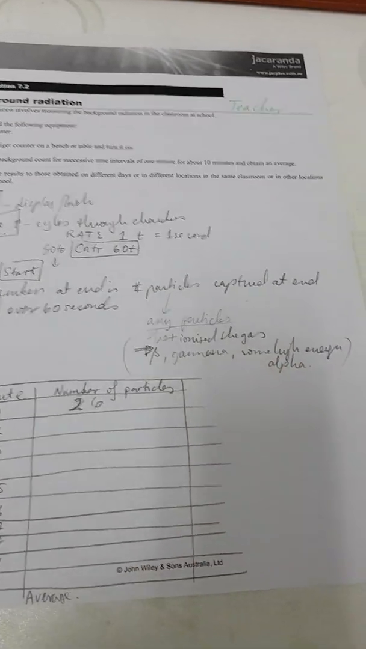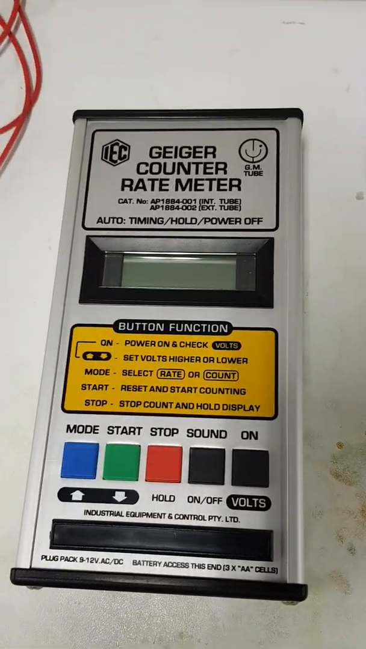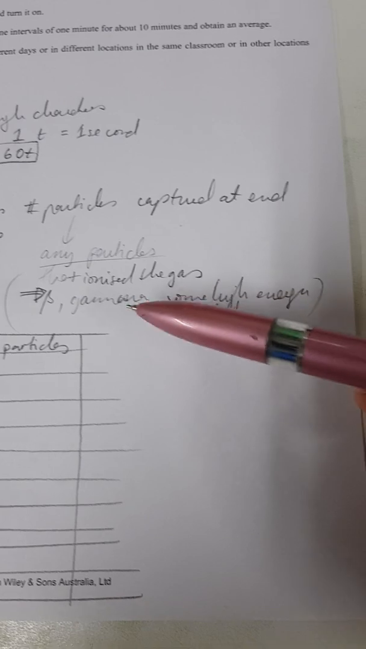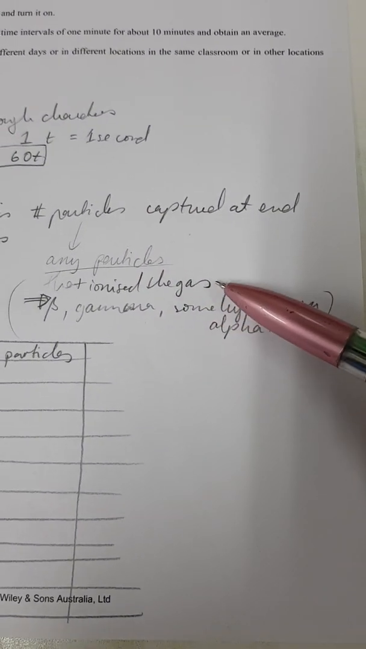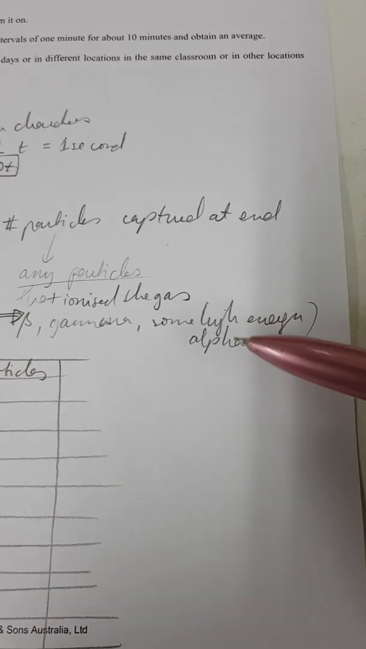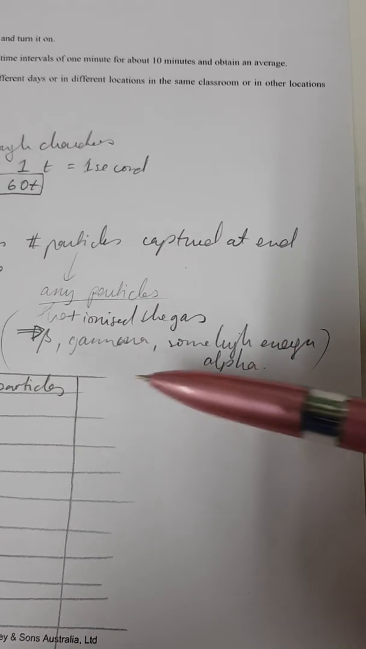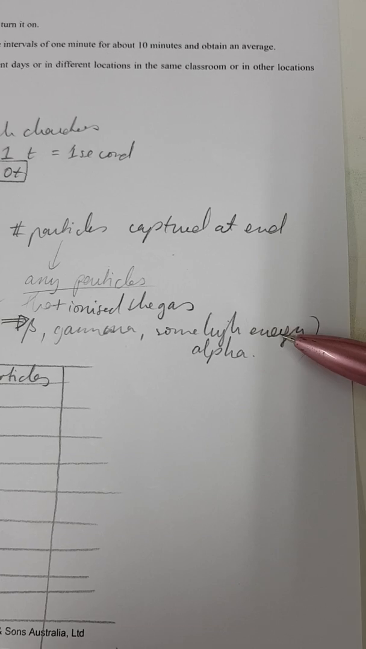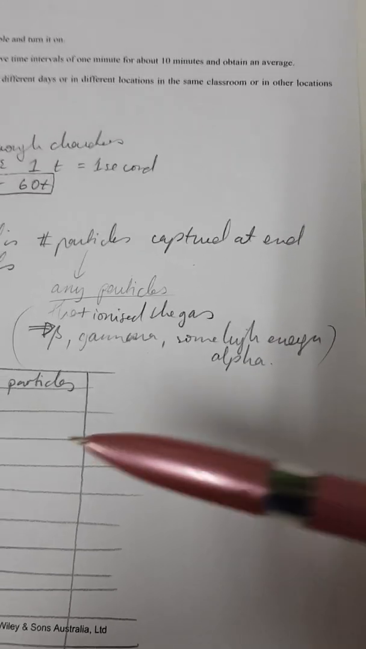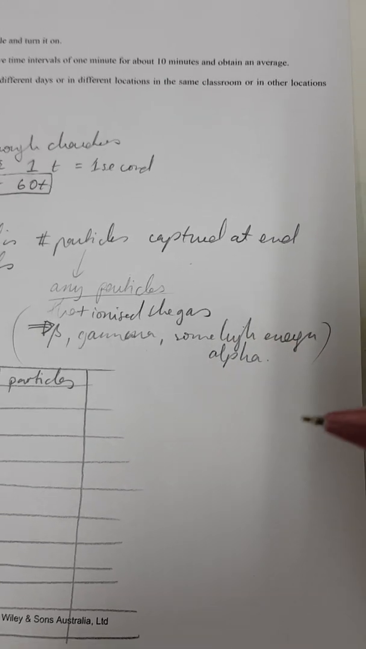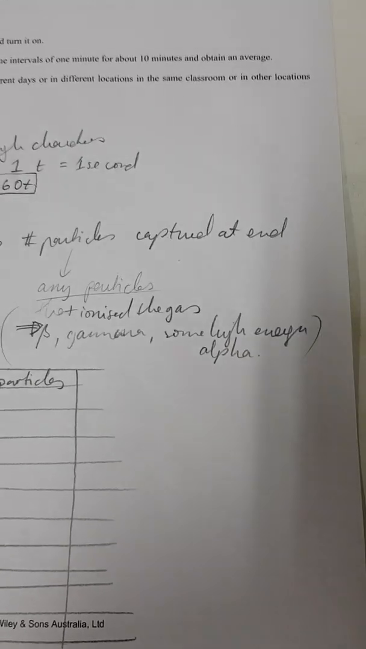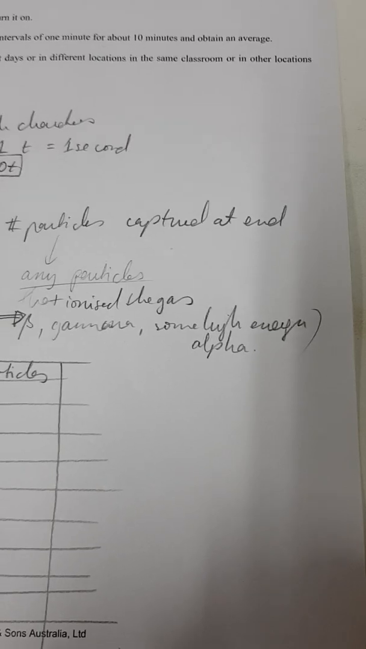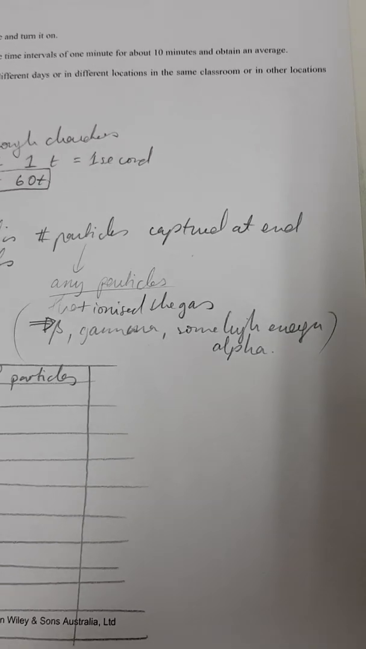Now, in terms of understanding, what does this Geiger counter actually measure? It measures the particles captured at the end that ionize the gas in the tube of this Geiger counter. Now, they are made up of beta, gamma, and some high energy alpha particles, but this particular Geiger counter doesn't tell us the breakdown of which type of particles. So you'd need a more specific kind of tool to do so.